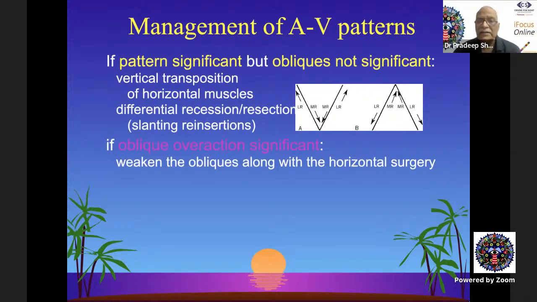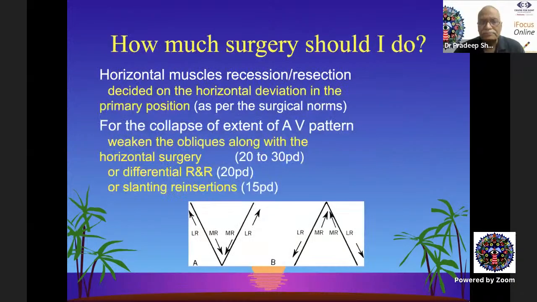If the pattern is significant, but the obliques are not significant, we are not going to weaken the obliques, but just shift the horizontal recti vertically, upshift or downshift. For a V pattern, we shift the medial rectus downwards towards the apex of the V. And for an A pattern, again, the medial rectus is shifted upwards towards the apex of the A. The lateral recti are shifted in the opposite direction. But if there is significant over elevation or over depression indicating oblique overaction, we would have to weaken the obliques in addition to the horizontal surgery.